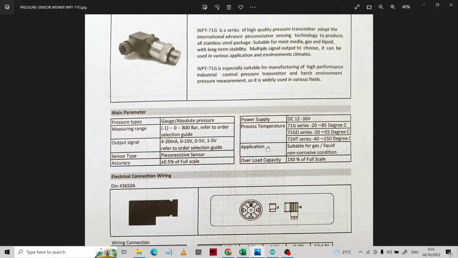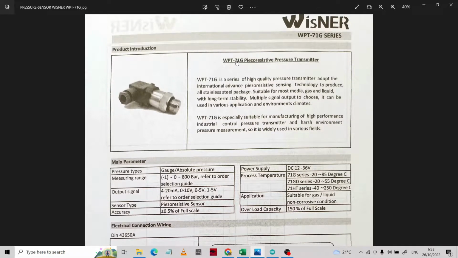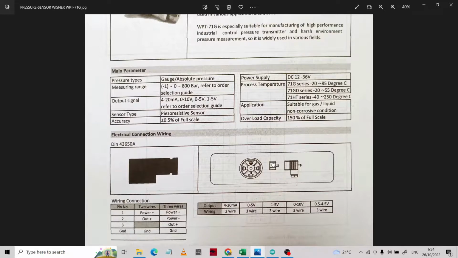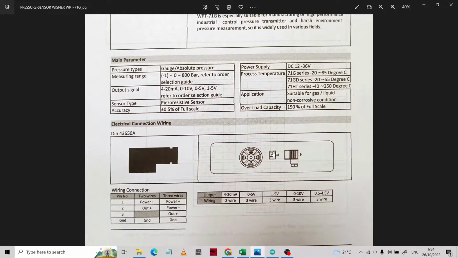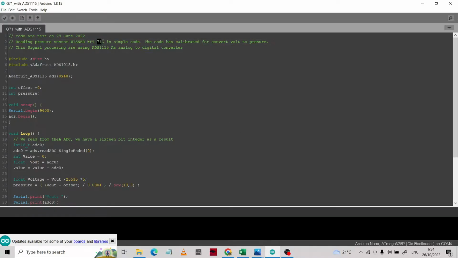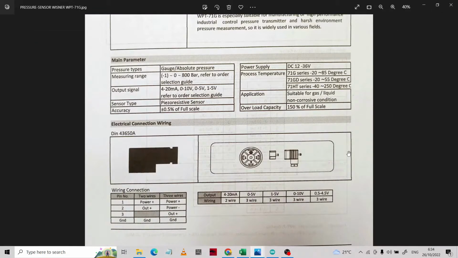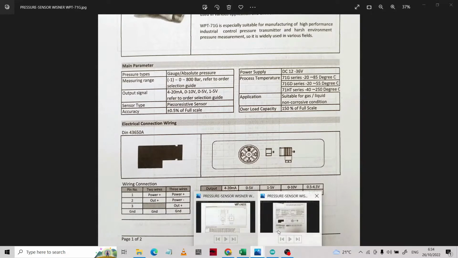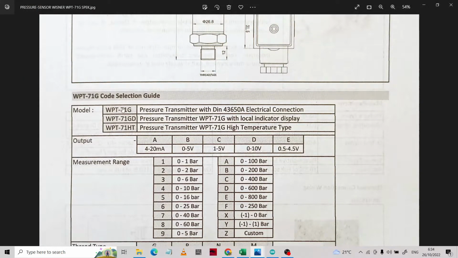Okay, about the sensor, you can read the 71G is about the series, right? So the actual series that I have is WPT-71G. Okay, so we're gonna read this specification. The specification, so G1 is a pressure transmitter with electrical connection. The specification output is A.